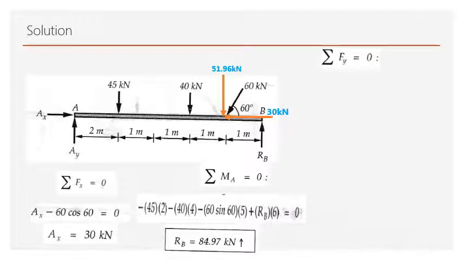Next, apply the another condition. Summation of all the vertical forces is equal to 0. So sigma Fy is equal to 0. What are the vertical components? Ay, 45 kilonewton, 40 kilonewton, vertical component of the 60 kilonewton, that is 60 sin 60, and the reaction at the end B, RB. All the vertical forces you have to consider. So the only unknown is Ay, so we get Ay as 51.99 kilonewton.